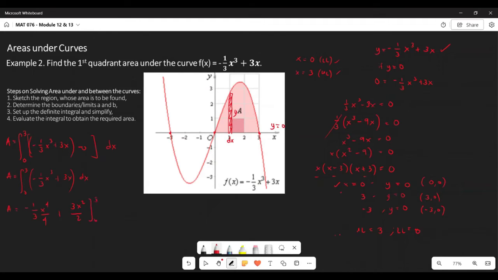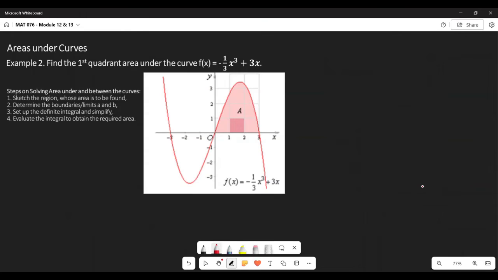So 0 to 3. So, upper limit minus lower limit, but since 0 lang yung lower limit natin and magsi-0 lang yung value, hindi na natin isusulat. Okay? So, negative 1 over 12 na yan dahil 3 times 4 yung denominator. Then yung x raised to 4 na 3 raised to 4 plus yung 3 over 2 times 3 squared natin. So, simplify natin yan. Ang value natin, pag sinimplify, yan ay magiging 27 over 4, huwag kalimutan yung square units.